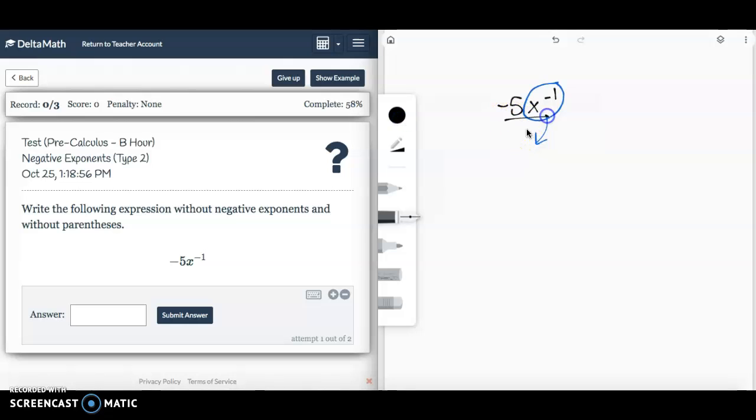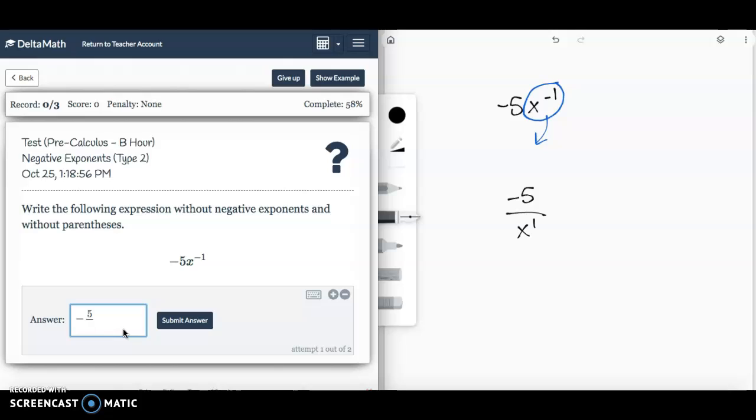Secretly, these guys are over 1 to begin with. We just never write that part, and so when I move him to the bottom, my negative 5 stays up top, and then I just have 1x on the bottom. So you can write your answer, negative 5, and then I use the slash symbol for a fraction, and it's okay if your negative doesn't go with your 5. If you really want it to be up there, you can, but you can also just leave it out front.